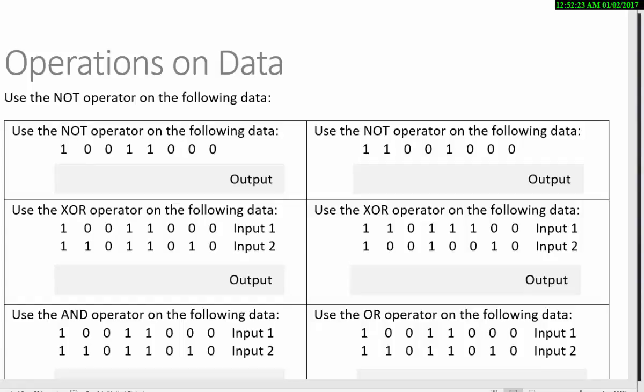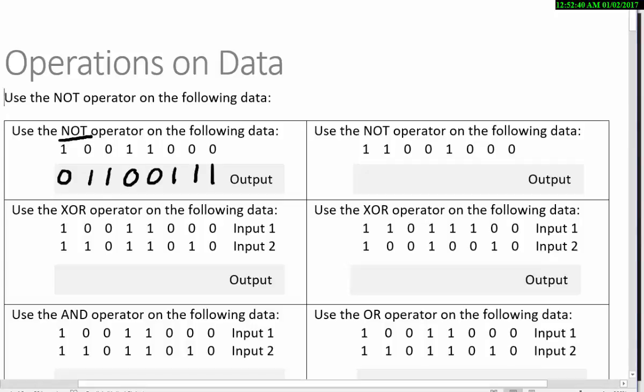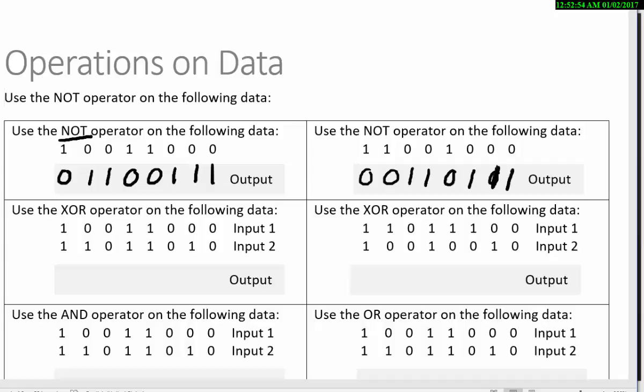So then we have some more questions, quite simple questions that you should be able to answer using the NOT operator on the following data. So the output would be to reverse it. Now you're unlikely to get a question on that unless you're doing a GCSE or below, but it's just reversing, so it's the complement of the value. The opposite. 1, 1.